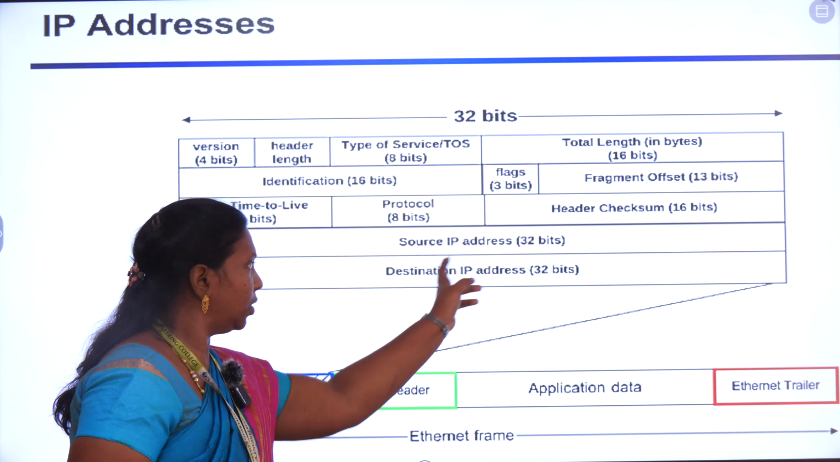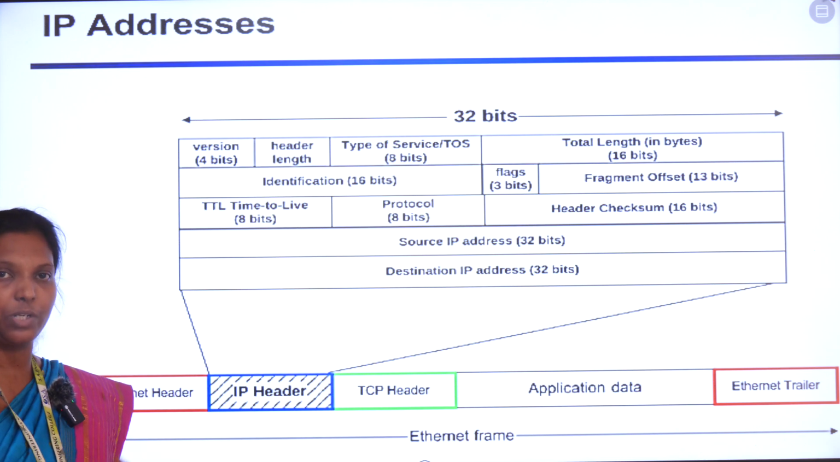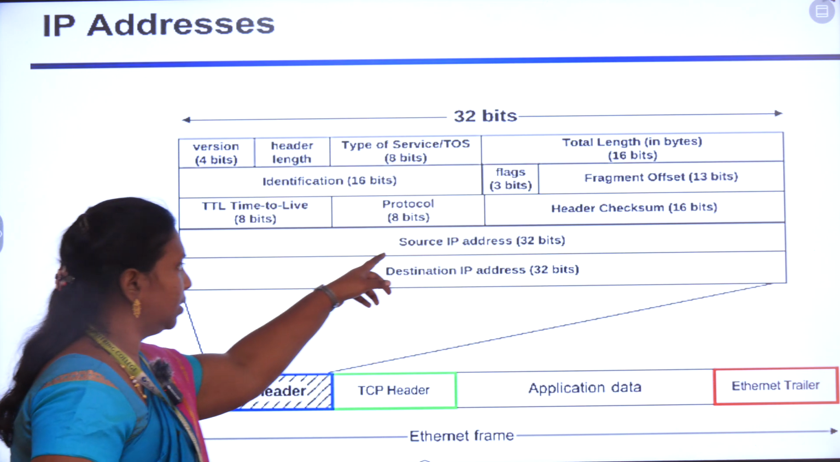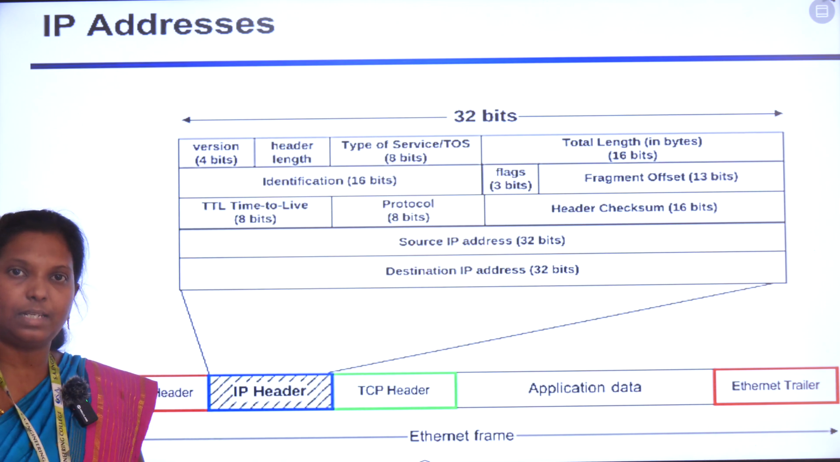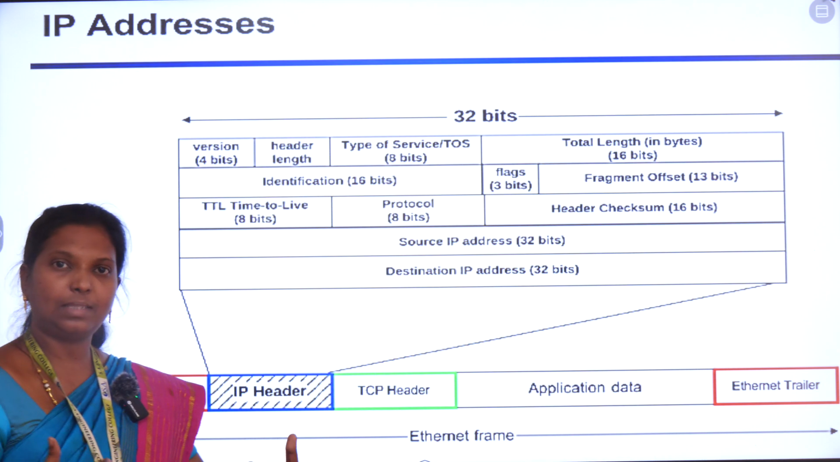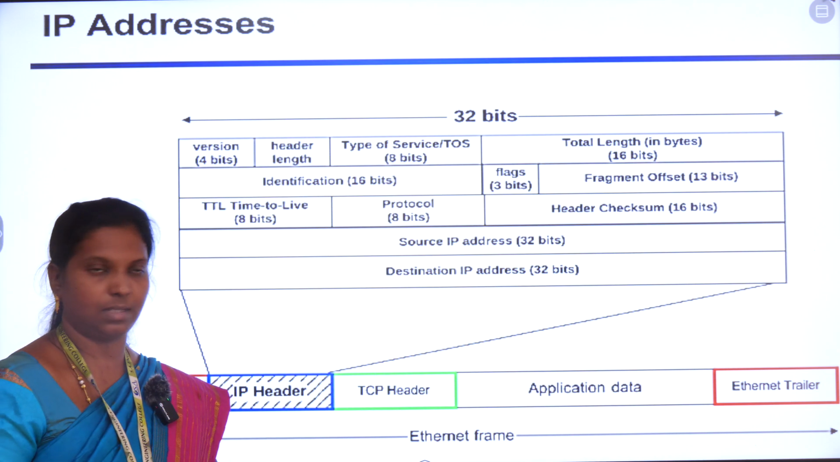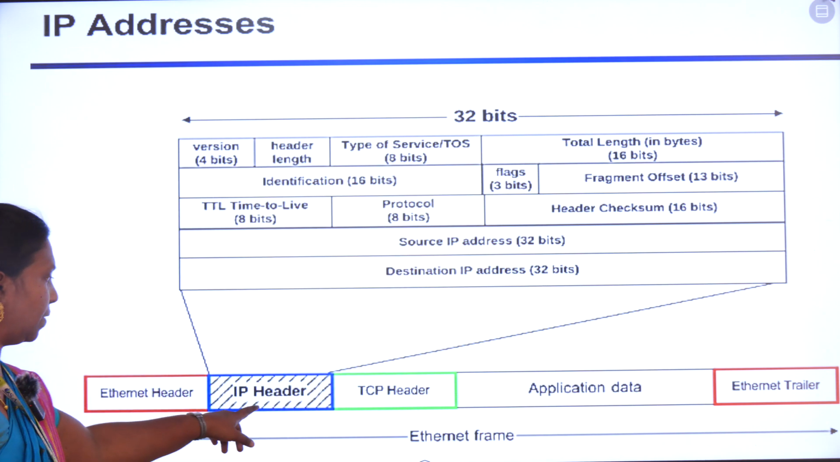checksum. So all these controls are given through the split-up of 4, 8, 16 bits, concluding with 32 bits enclosed. And here the source IP address is 32 bit and the destination IP address is 32 bit. So obviously the transferring of data from one system to another system will be given through the 32-bit address. That's why the source IP and destination IP are mentioned here. And this is our IP header.